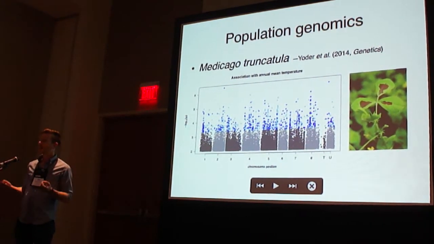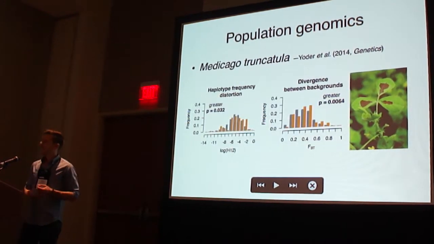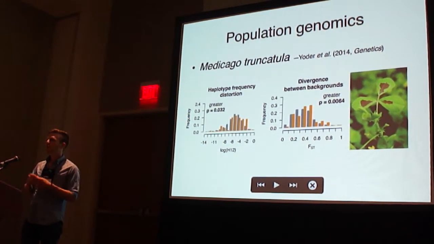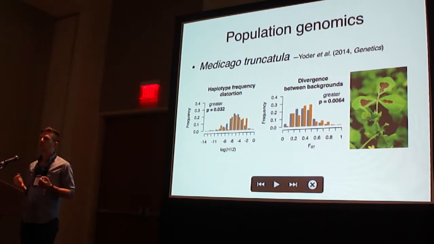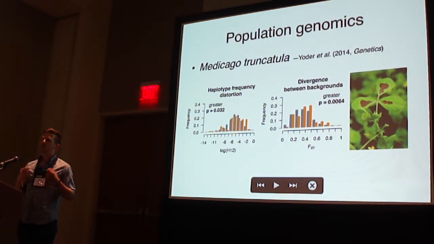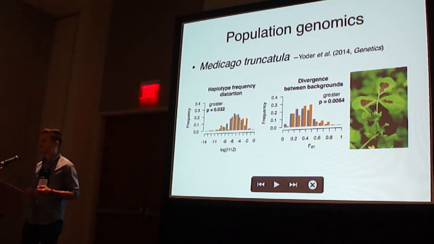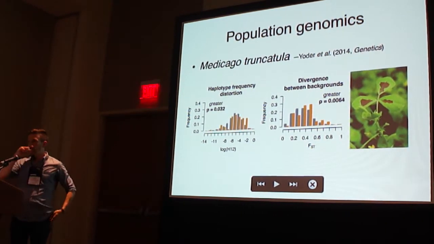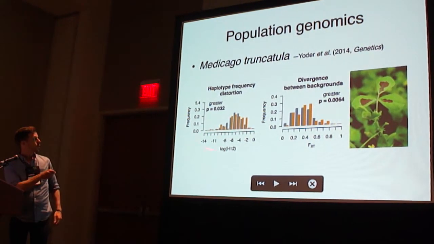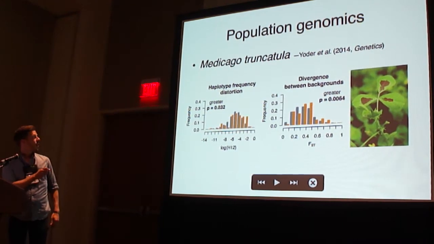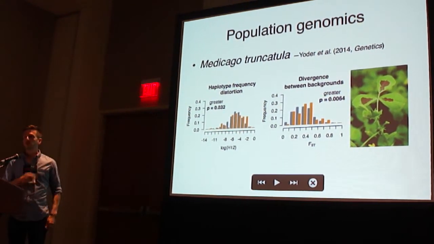But when I dug into the data, I also found that SNPs that showed strong climatic associations also lay in regions of the genome that differed in basic population genetic ways. So candidate SNPs, represented by the orange bars, lay in regions with increased haplotype frequency distortion.